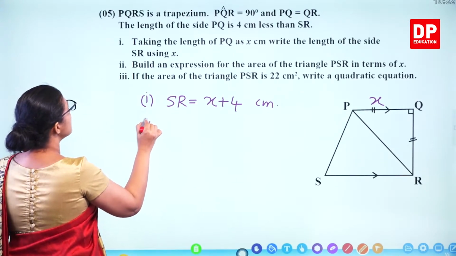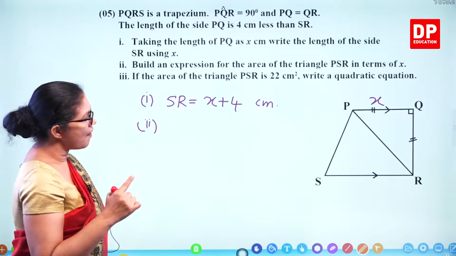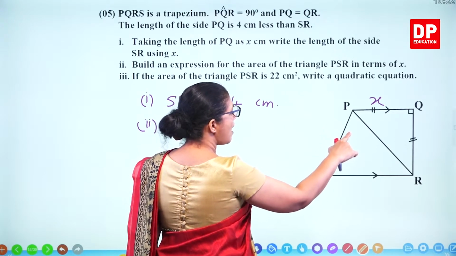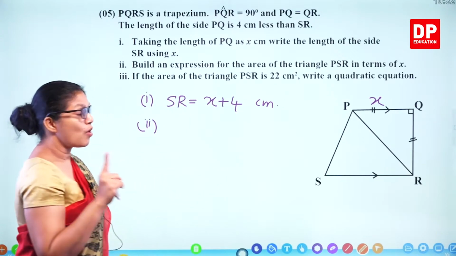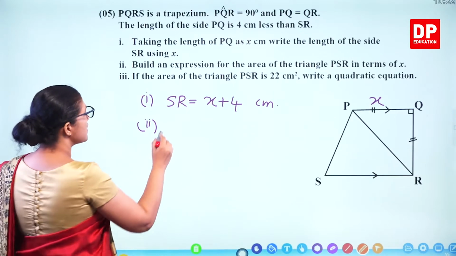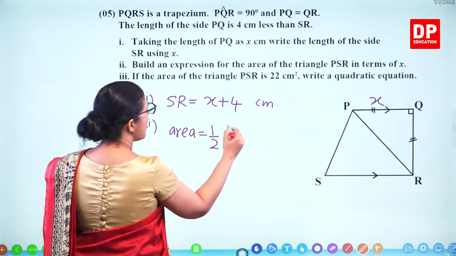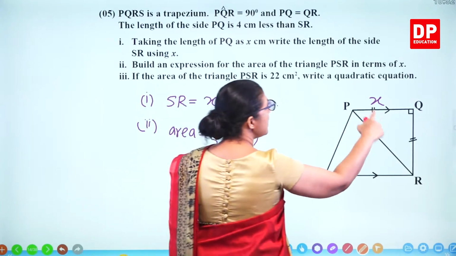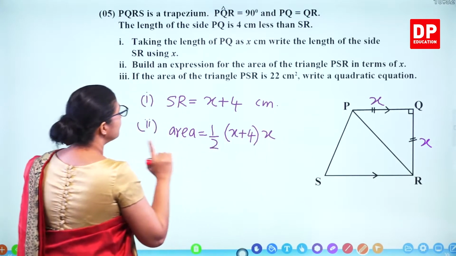Then the second part: build an expression for the area of the triangle PSR. How do you find the area? Base times height divided by 2. The height you can take as QR. That's the perpendicular height. So what's the area? Half. SR is the base, that's X plus 4. And what's the height? This is X, so the height is also X. That's the area.